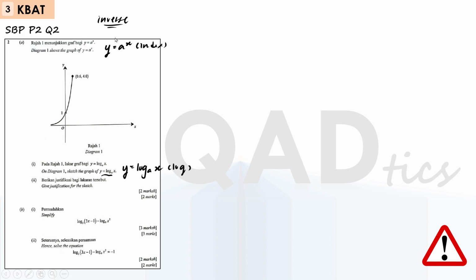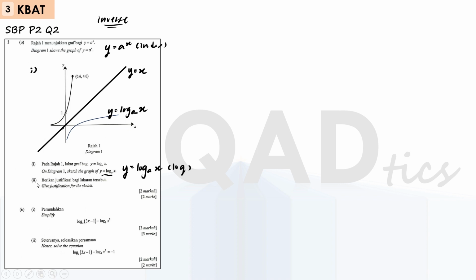So to draw the inverse version of this line, we need to use y equals to x as our mirror, and we draw the image. So this image would be y equals to log base a of x. Right, so this is for part 1. And for part 2, we need to give a justification for the sketch. So means what is the conclusion that we can find from this diagram. Okay, so we can say that y equals to a power of x is inverse of this function.